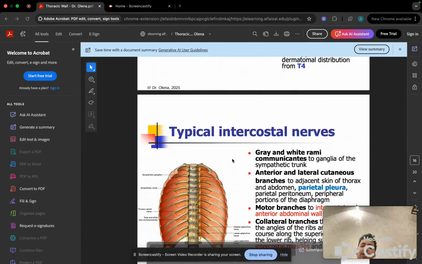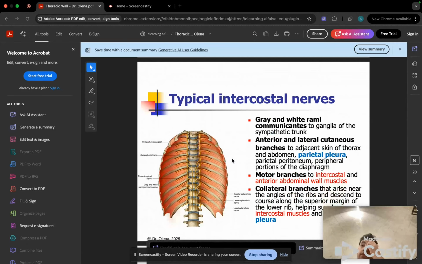I forgot. Okay, so intercostal nerves. Now we have intercostal arteries, intercostal veins, so of course you'll have intercostal nerves. So how does it start? We have gray and white communications. This is basically the ganglia and the sympathetic trunk, all of this. Then you have anterior and lateral cutaneous branches.